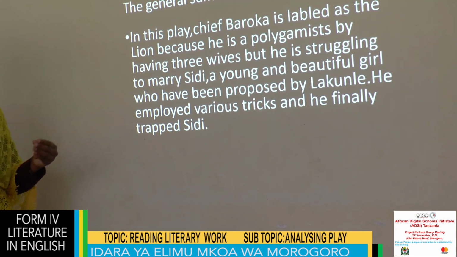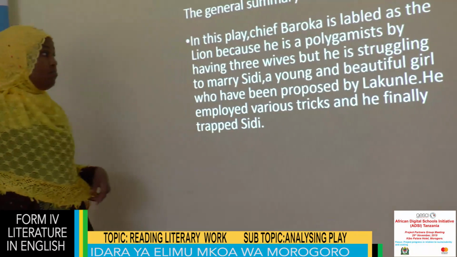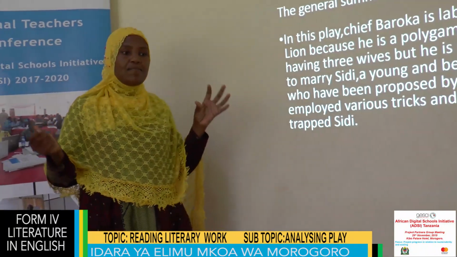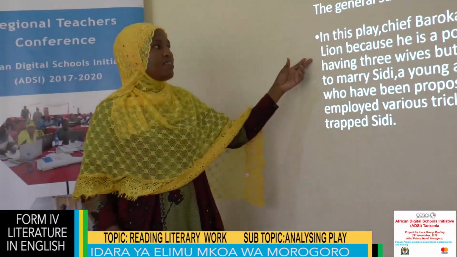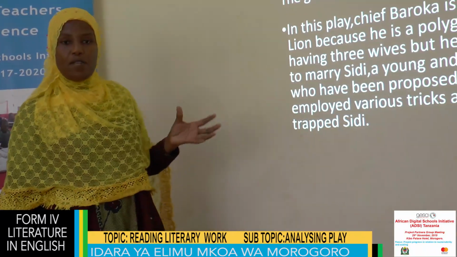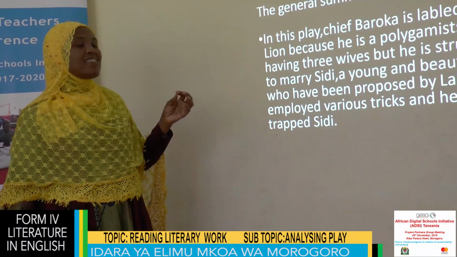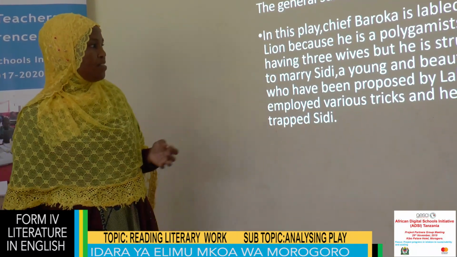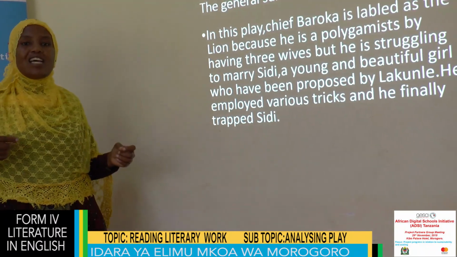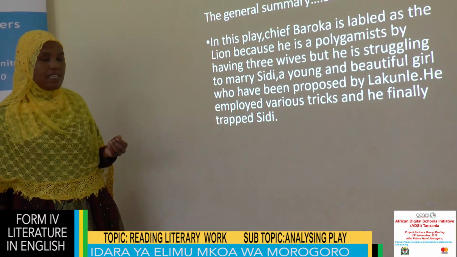He is the one who is being labeled as the lion. Referring to the first point that I was describing, the lion, we said that it is something that is very cruel. This man has been given that attribute of a lion because he's a polygamist, has many wives, but still needs to get more wives. As we are going to see, he's always struggling to get a beautiful and virgin girl like Sidi.